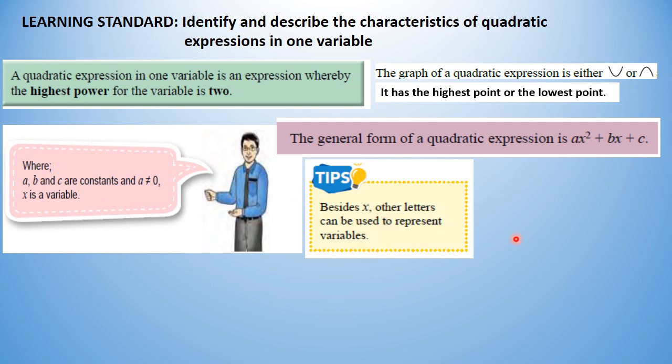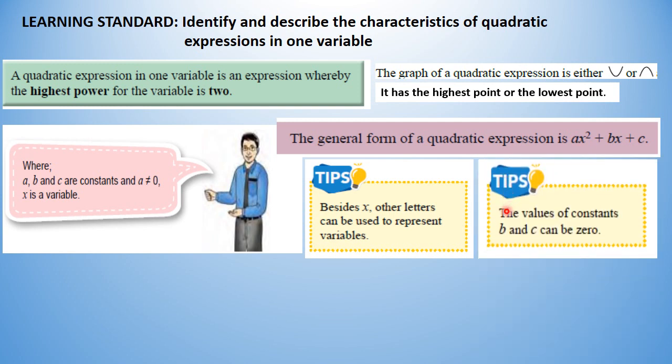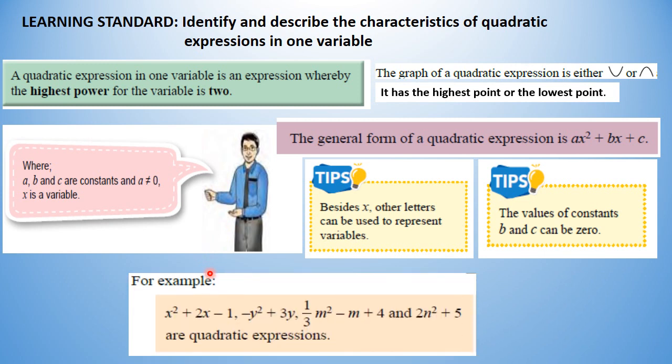Besides x, other letters can be used to represent the variable. Let's say here, okay, you can use another letter to represent x. For example, ay squared plus by plus c. The values of constants b and c can be 0. Look at here, a cannot be 0, but b and c can be 0.